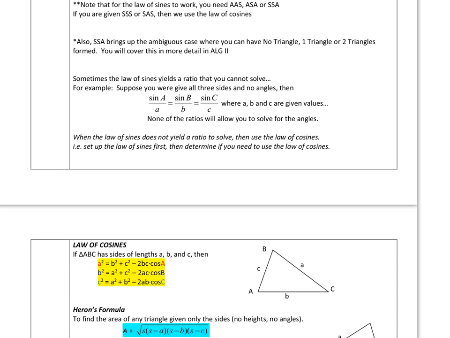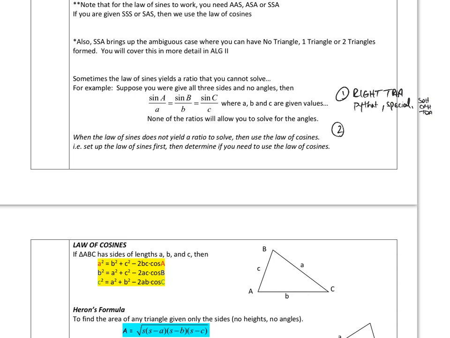So step one, let me write all these down so you can remember. Step one, if it's a right triangle, then you use the Pythagorean theorem, special right triangles, which are the 45, 45, 90 and 60, 30, 90, or you use SOHCAHTOA.